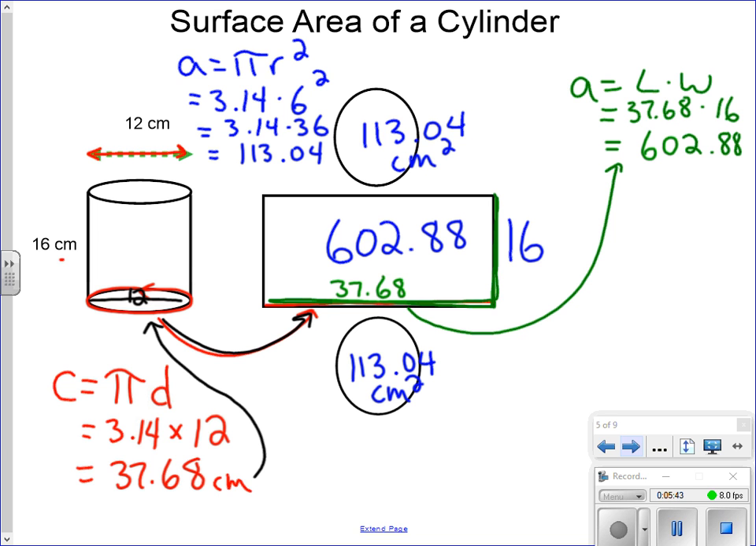I'm going to leave it at 2 decimal places. I'm going to add them all up, and then I'm going to round it off in the very end. So I'm going to take 602.88, and I'm going to add the circles, which were 113.04. That's the top, and the bottom is also 113.04. Add those all up.